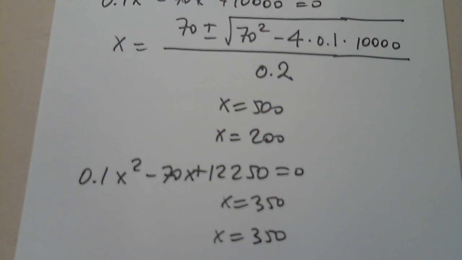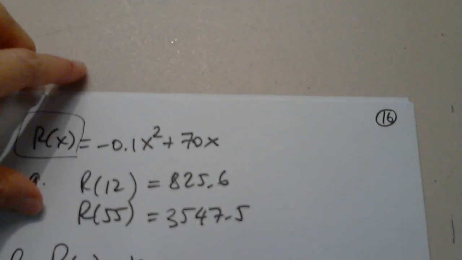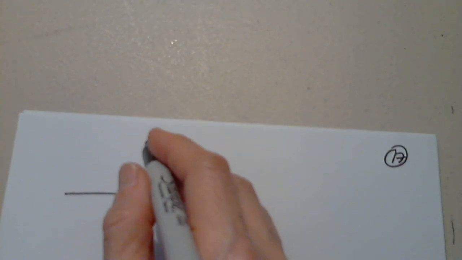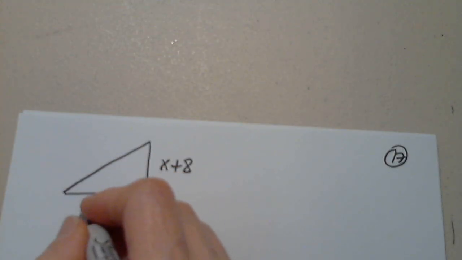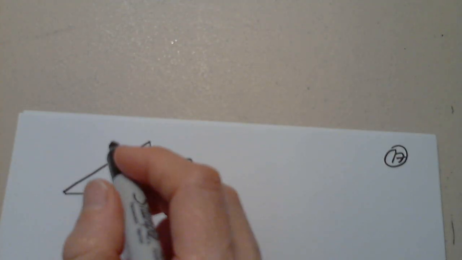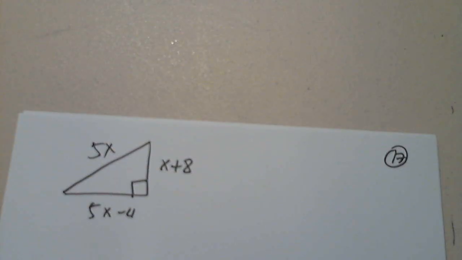So this is the same type of problem. Identical steps. We just did a Pythagorean theorem. Okay, let's work on this one. Good. So we are given, again, a right triangle. One leg is x plus 8. The other leg is 5x minus 4. And the hypotenuse is 5x. They're asking us to find x.